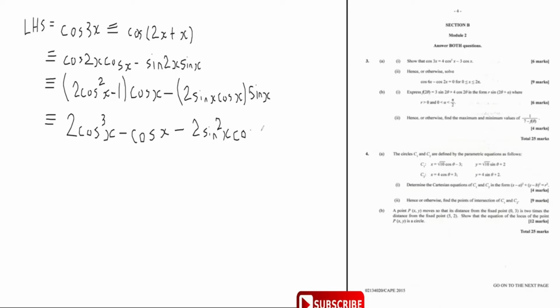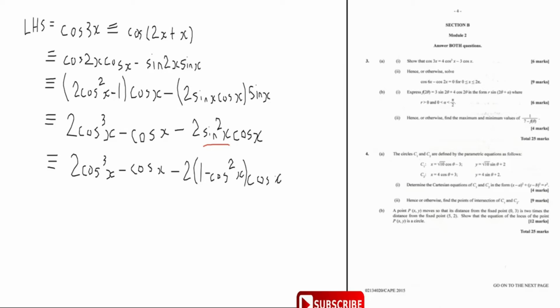Now here's where the trouble comes in, because we have everything in terms of cos, but we have this sine square right here. But sine square is 1 minus cos square. So let's write that. So this becomes 2 cos cube x minus cos x, and then we replace the sine square with 1 minus cos square x, so it becomes 2 times 1 minus cos square x, still being multiplied by cos x.